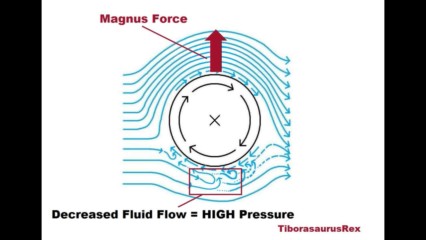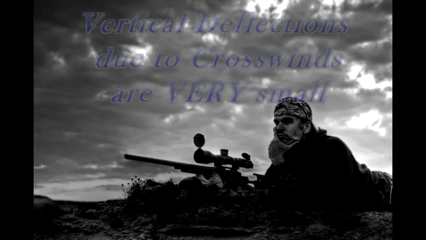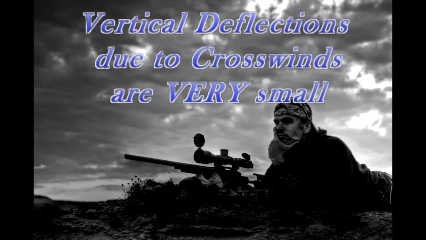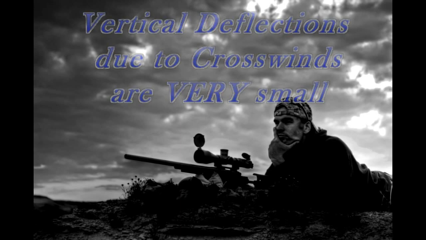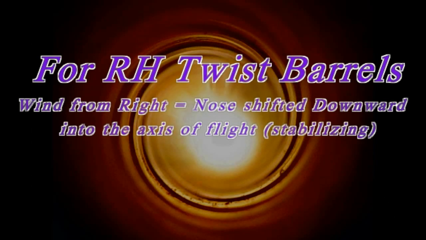Standard crosswinds will cause very minor deflections up and down. Now, the actual magnitude of these vertical Magnus corrections is very, very, very small. It does slightly affect your bullet's aerodynamic stability and your ballistic coefficient. If your bullet is more stable due to a wind coming from the right-hand side, pushing the nose of the bullet downward, that's going to cause it to fly more in line with the trajectory. So it's going to be more efficient in its flight. So you're going to have slightly less drop.